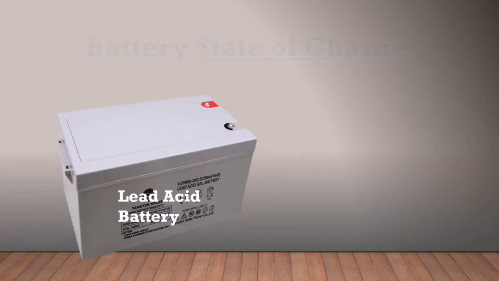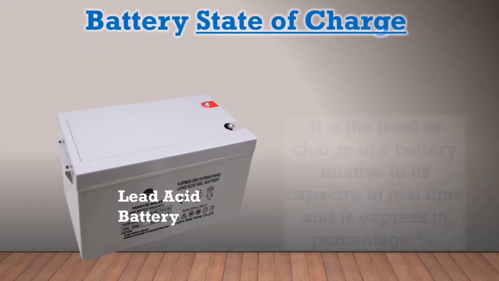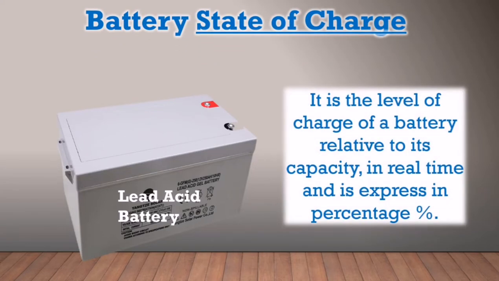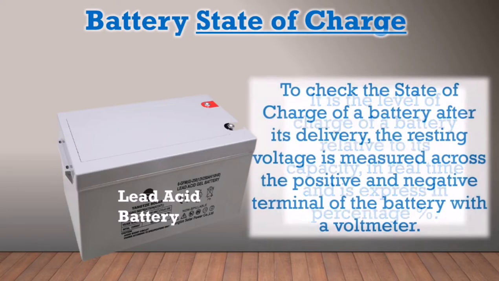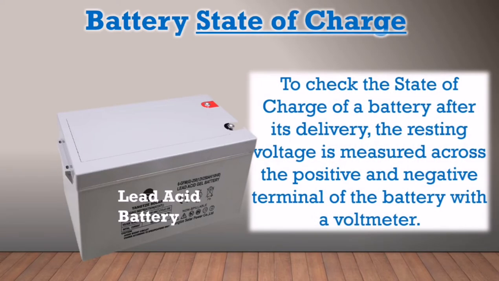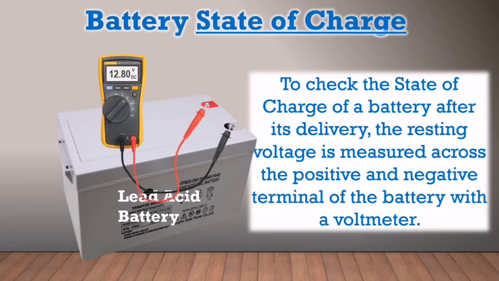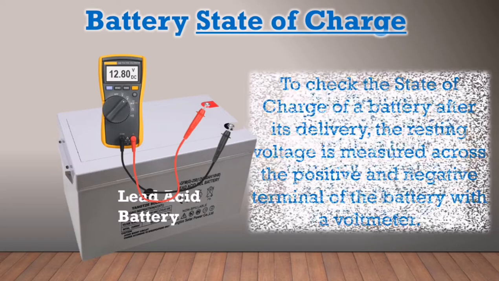What is battery state of charge? It is the level of charge of a battery, relative to its capacity, in real time and expressed in percentage. To check the state of charge of a battery after its delivery, the resting voltage is measured across the positive and negative terminal of the battery with a voltmeter.